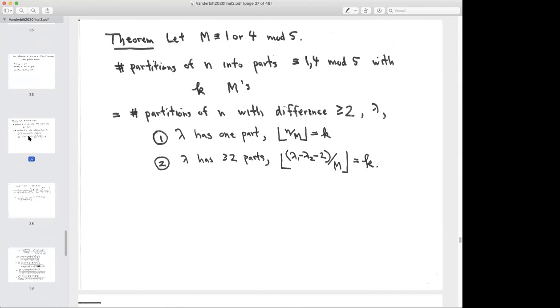So here's an example of such a theorem. Take a part m that's 1 or 4 mod 5 and take partitions into parts 1 or 4 mod 5 that have exactly k of those parts. What does it change into on the difference side? Difference at least 2, and either you have 1 part and n over m equals k, or you have at least 2 parts and the difference of the first 2 parts is k. Does everyone understand that this is a refinement?